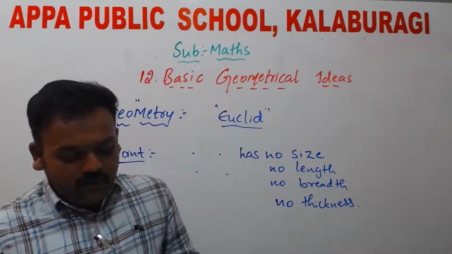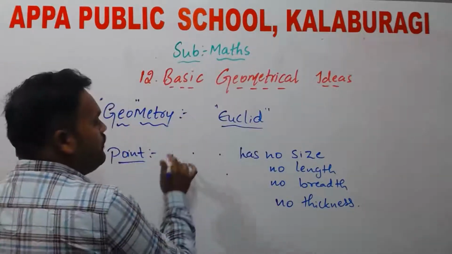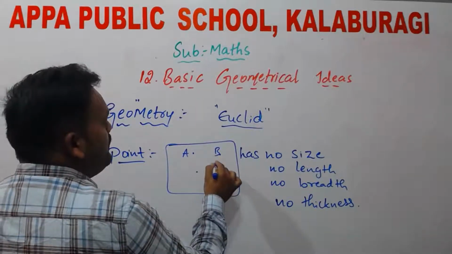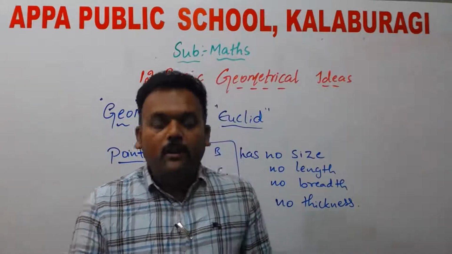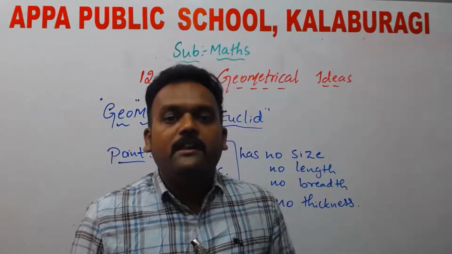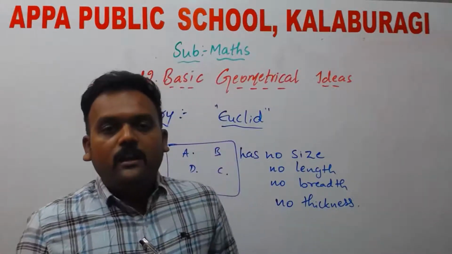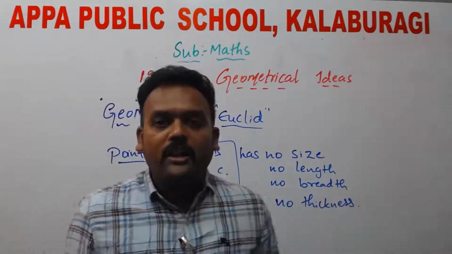We name a point by a capital letter such as A, B, C, and D. We'll put the names A, B, C, and D like this in capital letters. Understood? What is a point? A point is a mark of position. Another word we call a point is dot. A point has no size, no length, no breadth, no thickness.